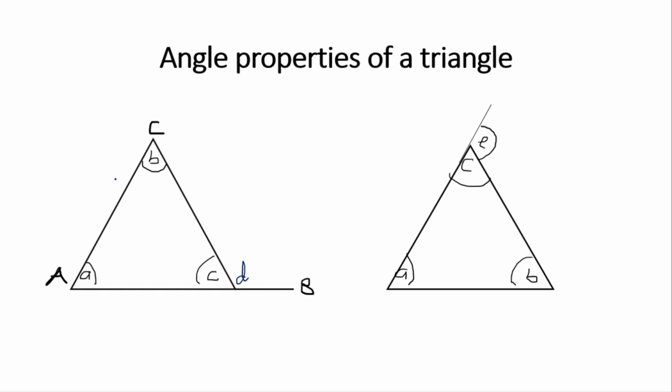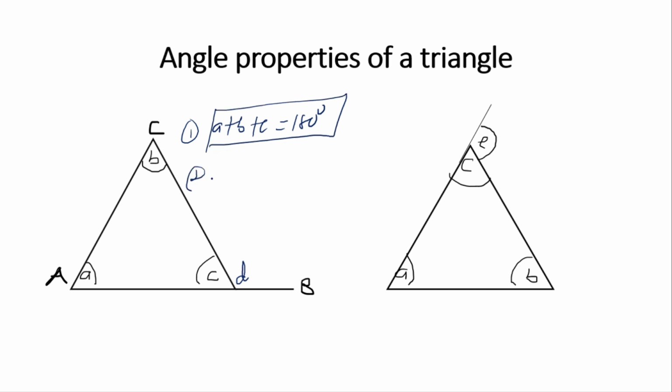We are going to look at the angle properties of a triangle. Now the first property of a triangle is that the sum of its interior angles is equal to 180 degrees. An interior angle is the angle that is formed within the triangle. So A is an interior angle as well as B and C. So A plus B plus C equals 180 degrees. And we are going to apply this concept a lot.